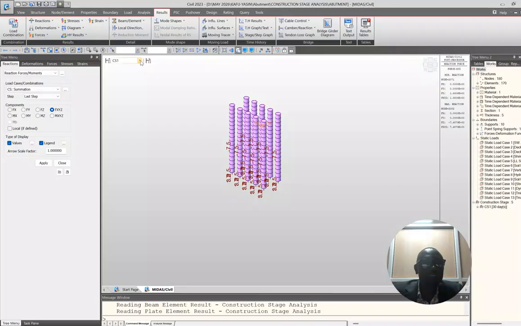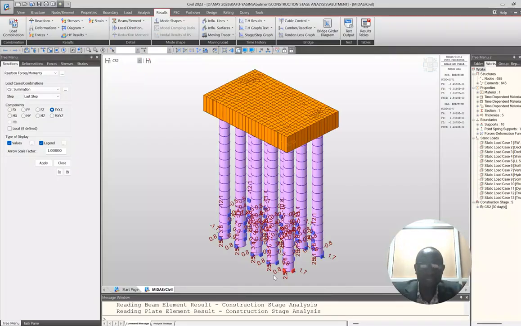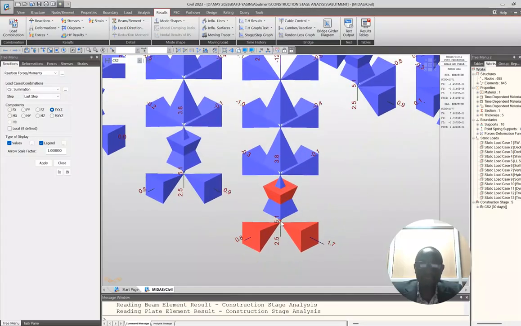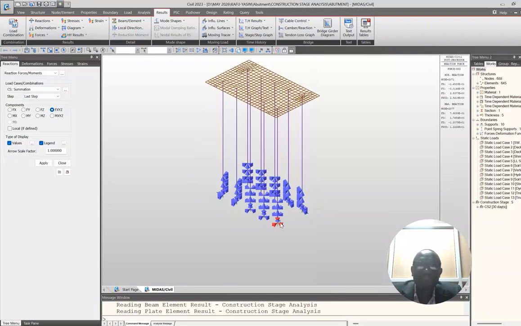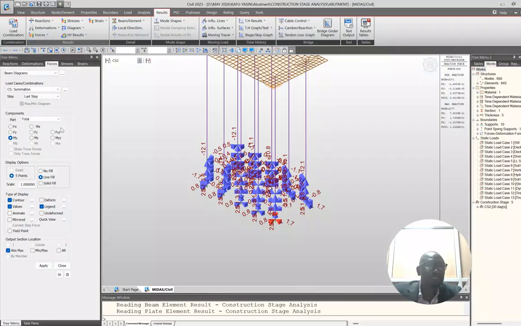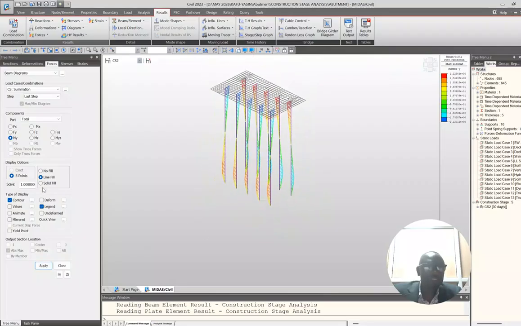Then you can also look at construction stage 2, and you see the shift in the loading. Here you can now see the weight distributed, and you are able to look at all that. Even when you look at the moment diagram, you should be able to see the moment diagram of these members. This is when the pile cap is in place.